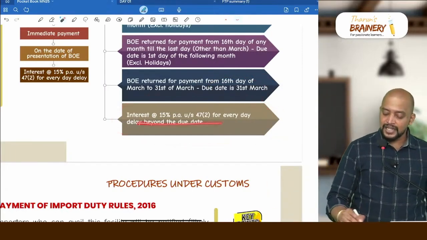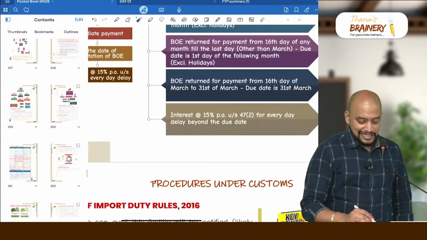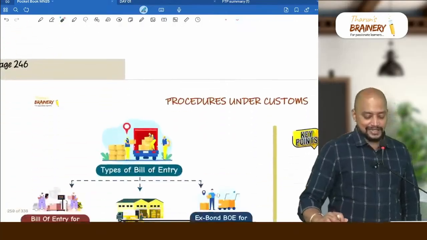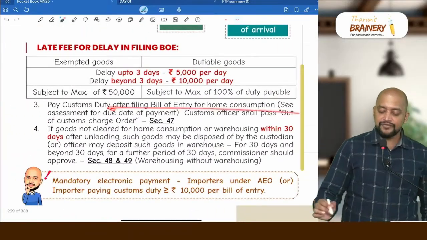What is the rate of interest? 15% per annum for every day of delay beyond the due date. So these are the two options. Depending upon either of these two options, I need to pay the customs duty. So as an importer, that is what they are telling. Pay customs duty after filing bill of entry.